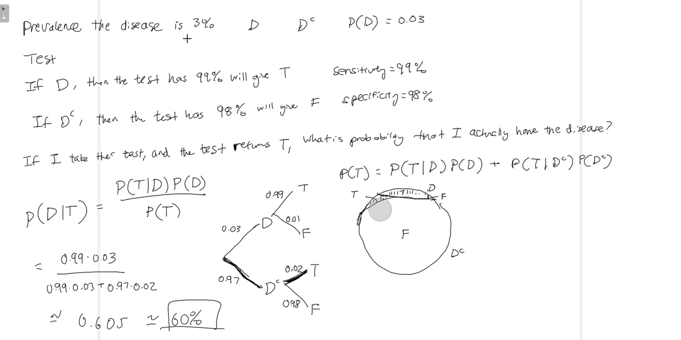And what you'll notice is that this depends on the prevalence. So if this was a very rare disease, if this was only prevalent in 0.01% of the population, then the false positives would be even higher. This number would be even lower, maybe like 10% or something like that.